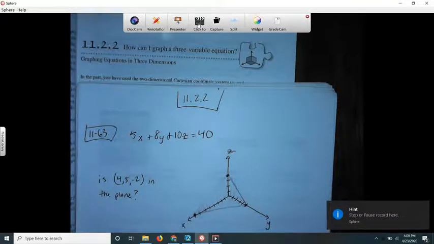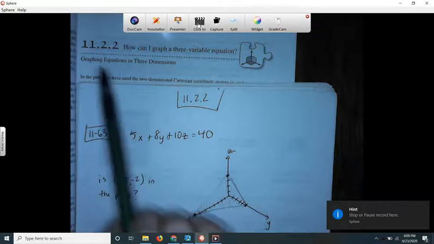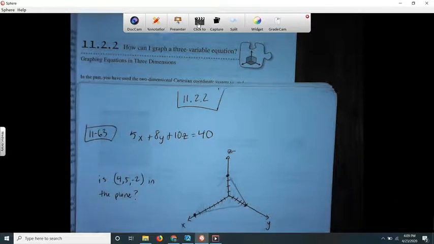Here's your lecture for Integrated 3. It's 11.2.2. How can I graph a 3-variable equation?